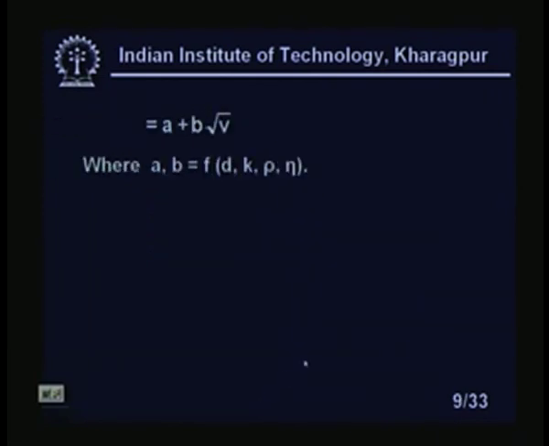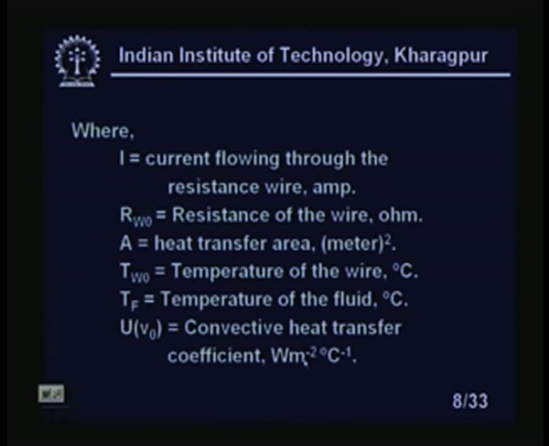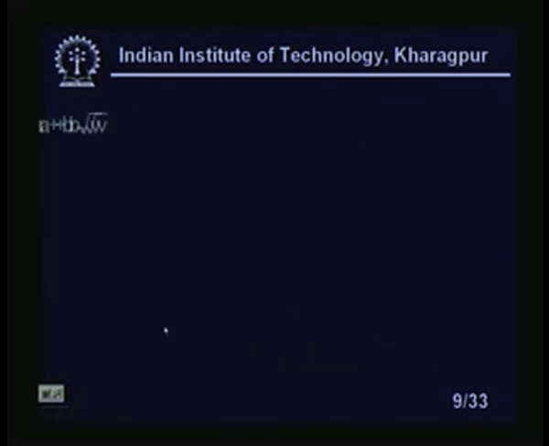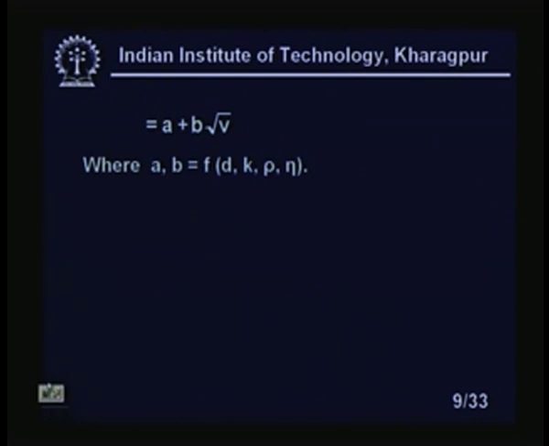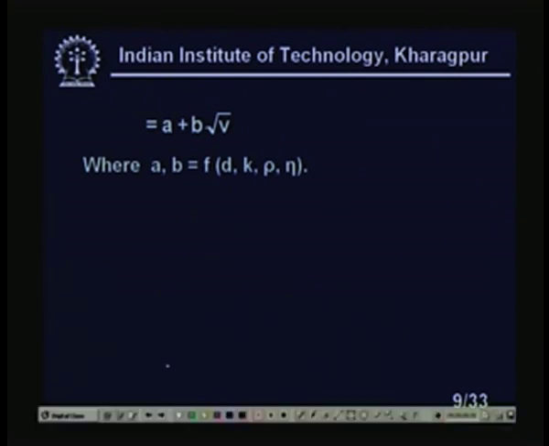Now, this also can be written as, that means these equations I am talking of, this equation, this U V naught can be written as, that means I am saying that it looks like this: U V naught, so if I take a yellow pen, U V naught equal to a b under the square root V, where a b depends on d, k, rho and eta, viscosity.